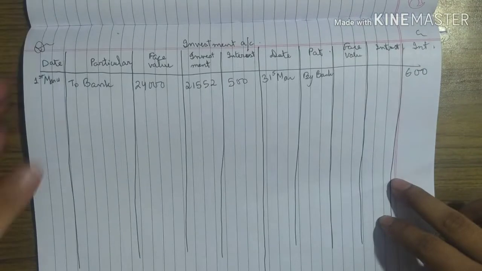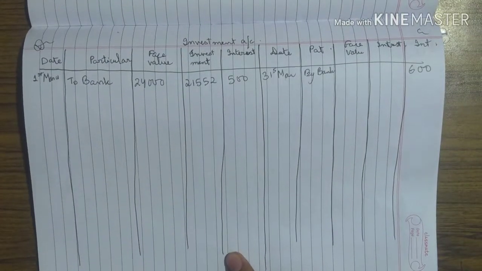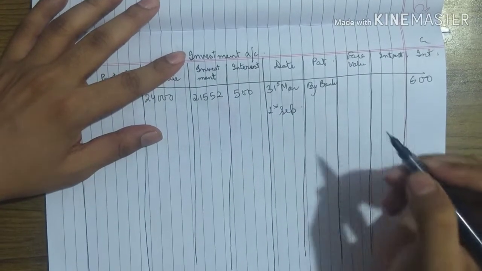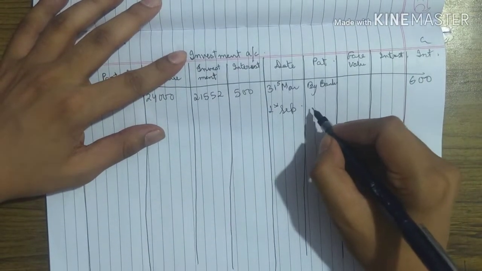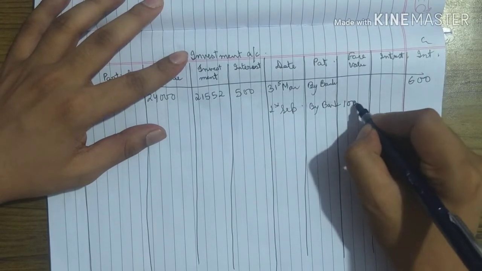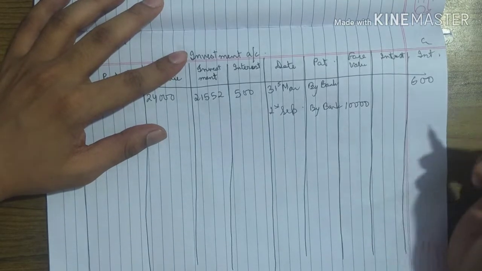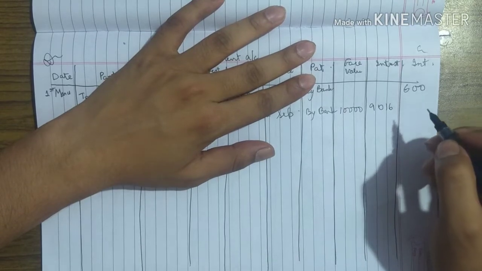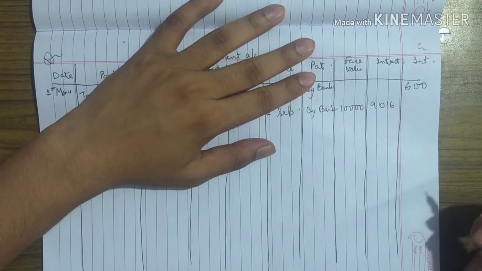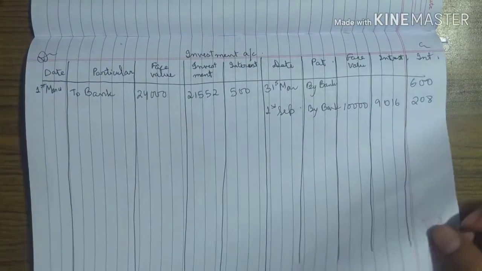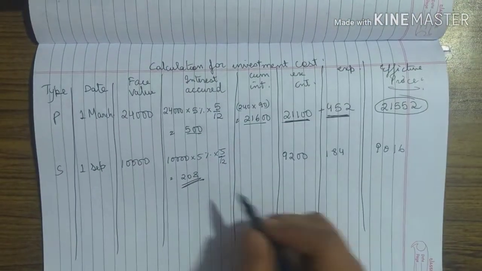So now let's make the entry in our investment account, which will be on 1st September, by bank. Face value will be 10,000. Investment, as we have calculated, is 9,016, and the interest we have calculated as 208. Right, so let's move ahead.